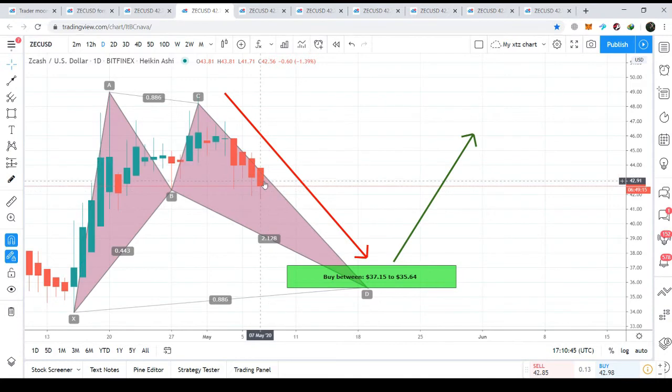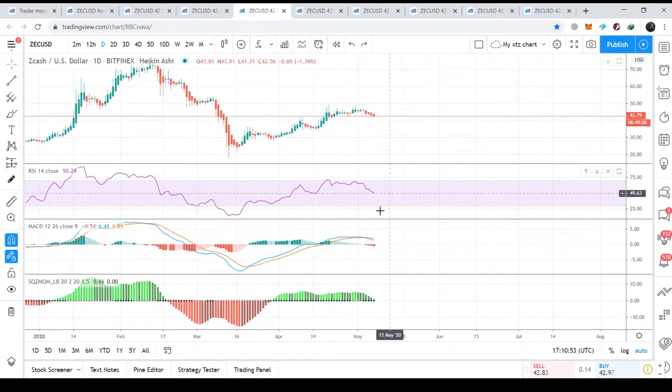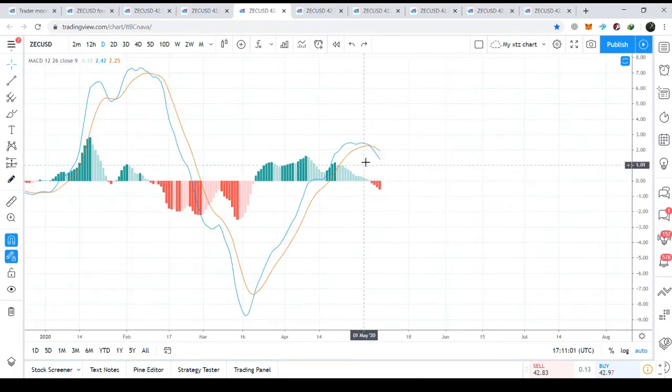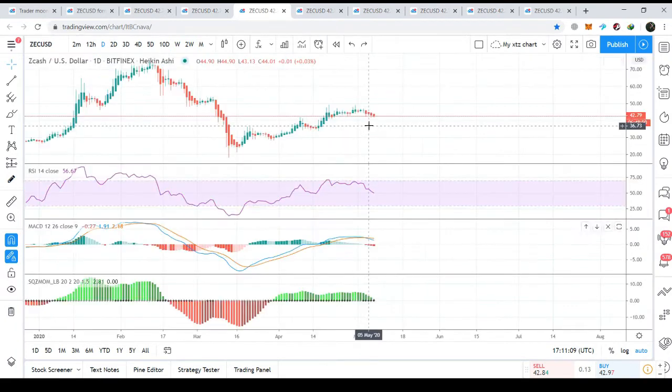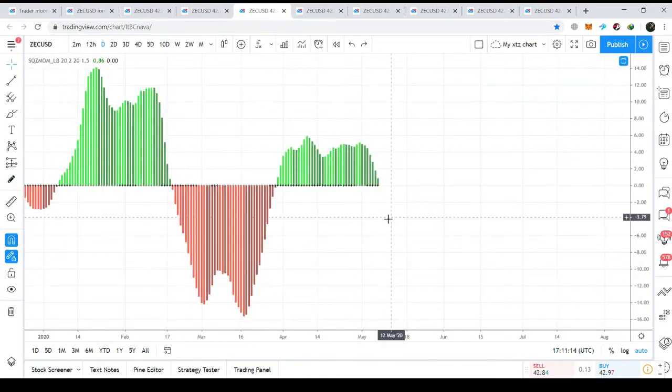Therefore, we can expect a move up to 37.15 to $35.64. And if we see the different indicators on the daily chart, we can see that the RSI has turned bearish, and the moving average convergence divergence, the MACD indicator, has completely turned bearish, and we have also received the bear cross by the moving averages within this MACD indicator, and the momentum indicator is also turning bearish.